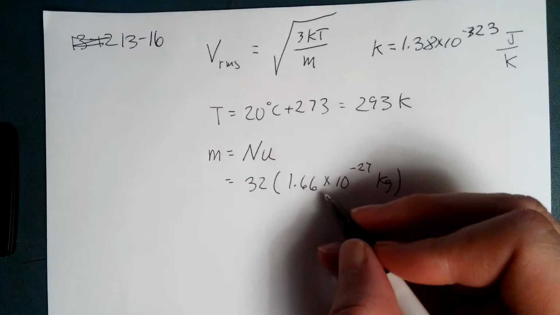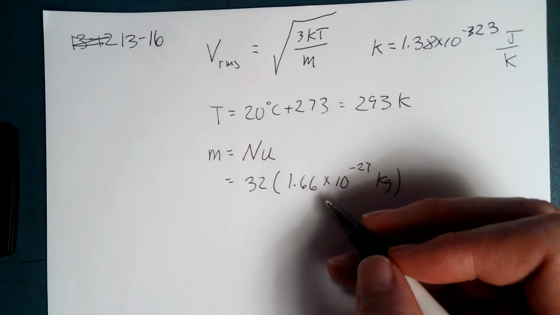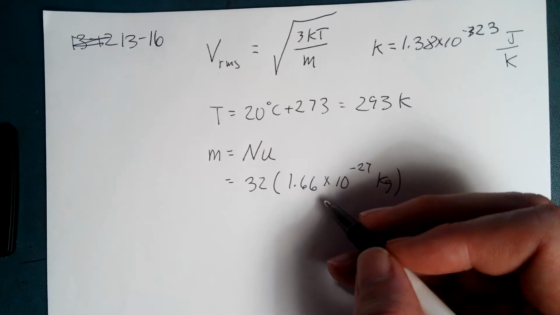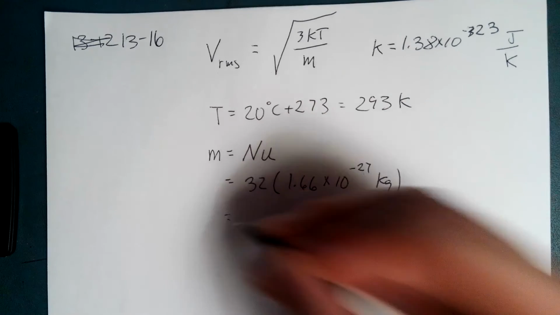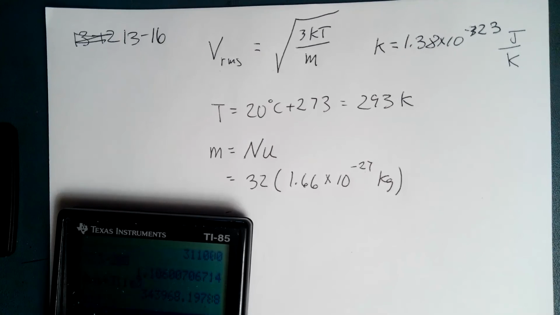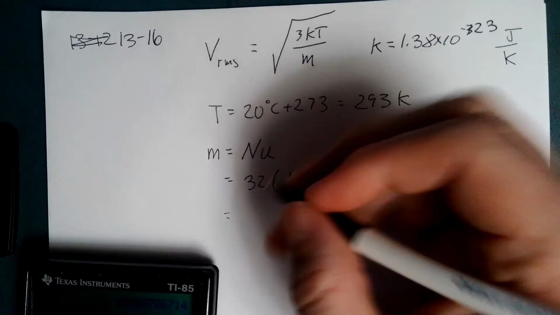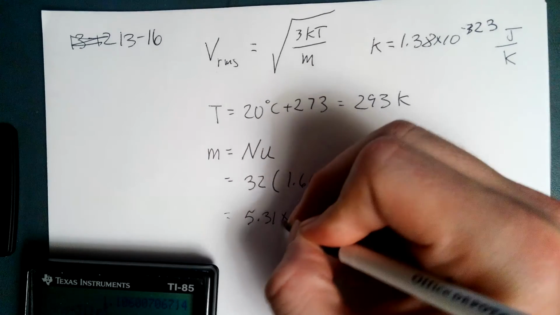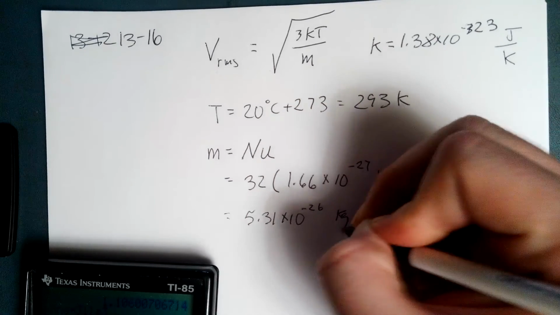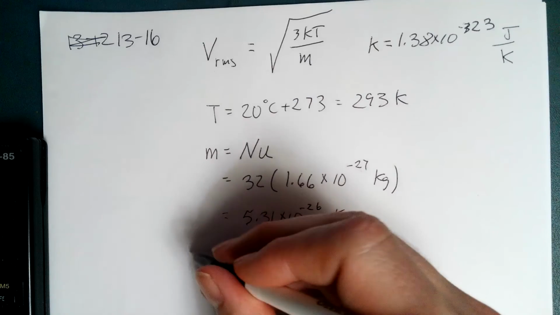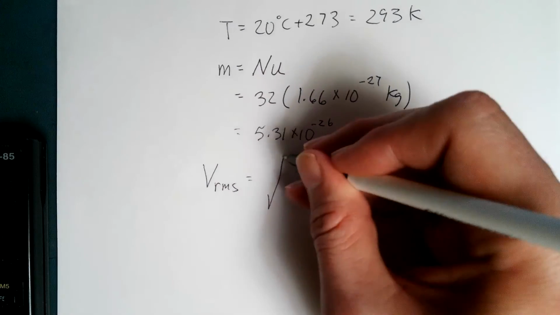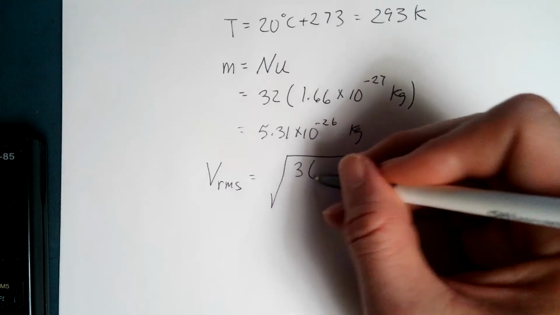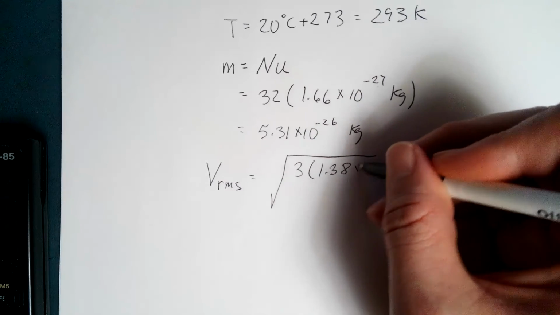So basically that's the average of proton and neutron mass. You can see how small it is. We have 32 of them. So a really small number here, 5.31 times 10 to the negative 26 kilograms. And then we just plug this into the formula, to write out all these scientific notation.